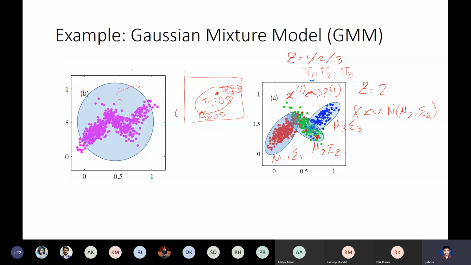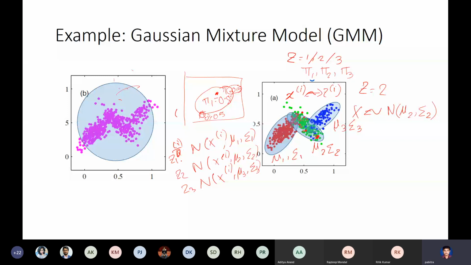How? For every xi, I'll find N(xi | mu1, sigma 1), I'll find N(xi | mu2, sigma 2), I'll find N(xi | mu3, sigma 3), and these values will directly give my z. Z I have told is a vector, so this will give me, not pi1 actually, this will give me z1, this will give me z2, it will give me z3 for i.